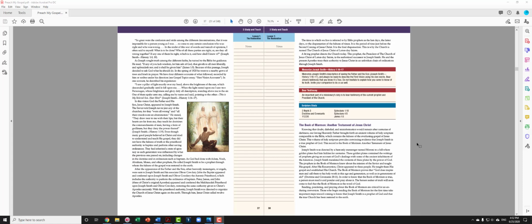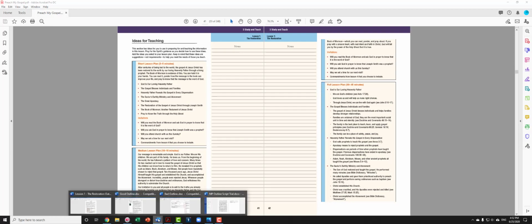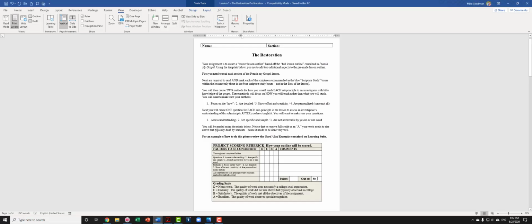Now, at the end of each lesson, I'm going to scroll down here, you're going to see 3 separate outlines. One short, one medium, and one full. We use the full outline as part of this assignment. You'll notice that the full outline is simply made up of the main principles, the purple headings, and the sub-principles from the lessons. What you're going to do is create a detailed teaching outline from those full lessons. So take a look at this document. This is what you're going to be working with.